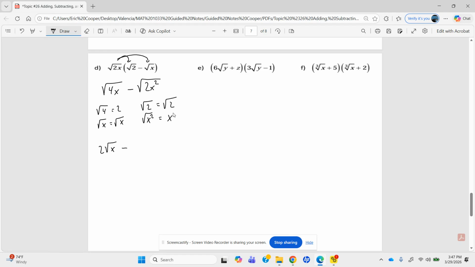2 divided by 2 is 1. So this will become x with a square root of 2. These do not have the same radical. They will not combine together. This would be my final answer here.